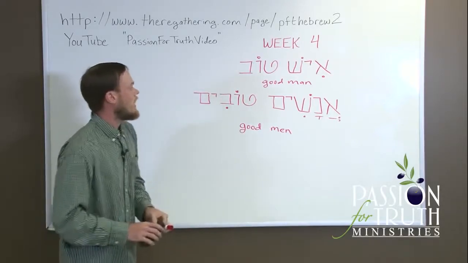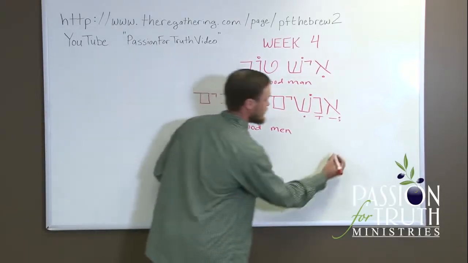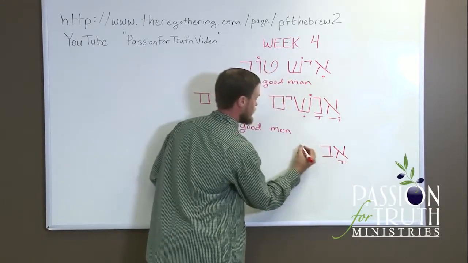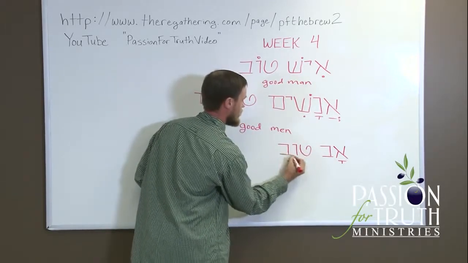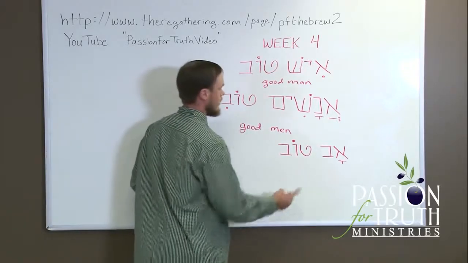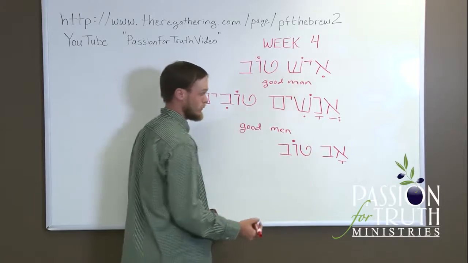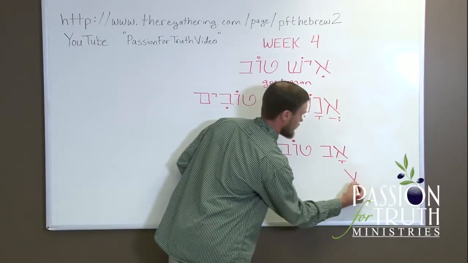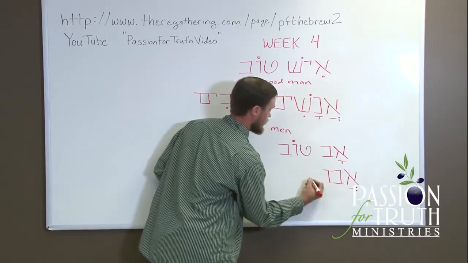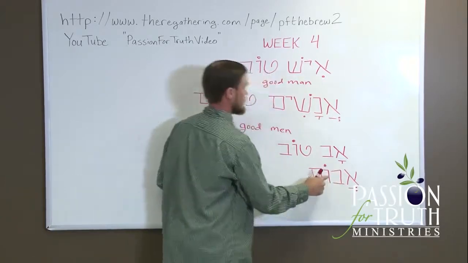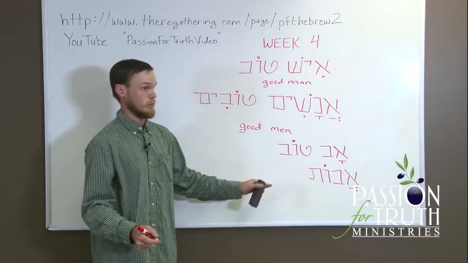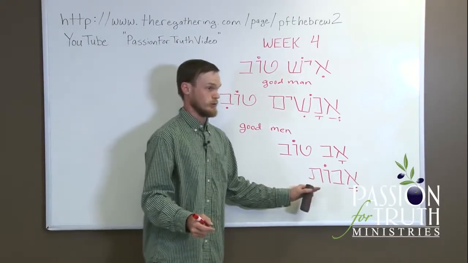Okay, so for av, which is father, av tov would be a good father. Now, av is a masculine word, but it has an irregular plural form. So when av is made plural, it takes ot. Avot. Now, even though it takes this irregular plural, even though this is normally the plural that's added to a feminine noun, avot is still a masculine word. This is an irregular plural form.